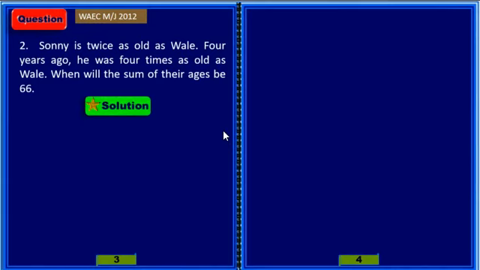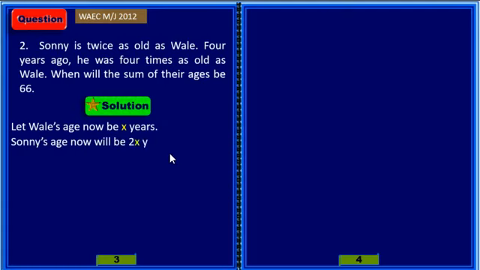Sonny is twice as old as Wale. 4 years ago, he was 4 times as old as Wale. When will the sum of their ages be 66? Let's solve this question together. Let Wale's age be x years, and Sonny's age then will be 2x years.